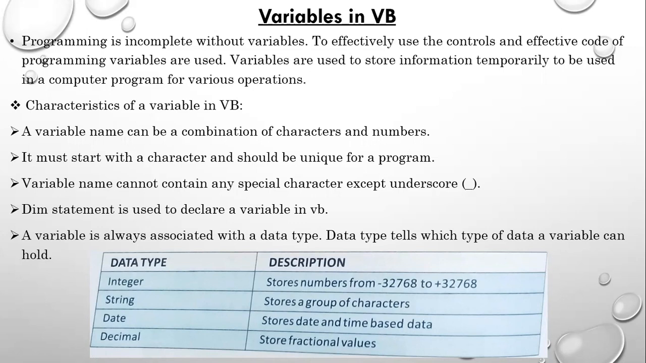Let's look at the first characteristic of a Visual Basic variable. First one is a variable name can be a combination of characters as well as numbers. So both characters and numbers can be used in a variable. Now it must start with a character and should be unique for a program. Third characteristic or property is a variable name cannot contain any special characters except underscore.